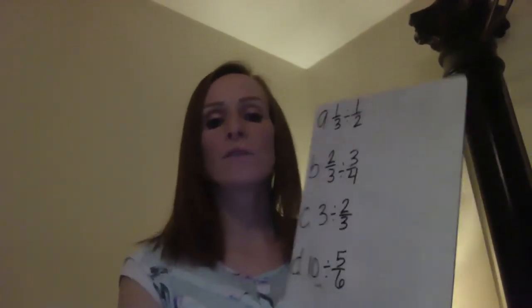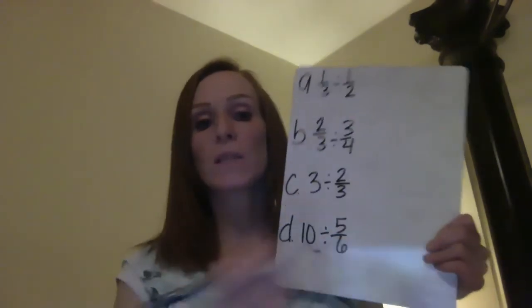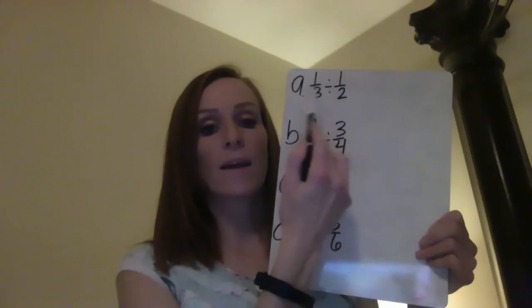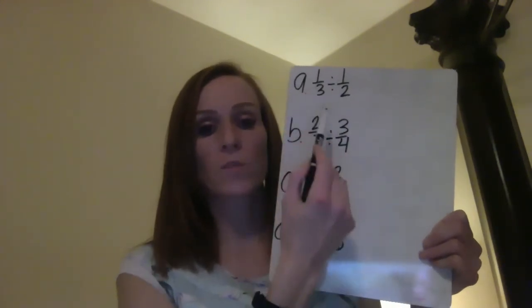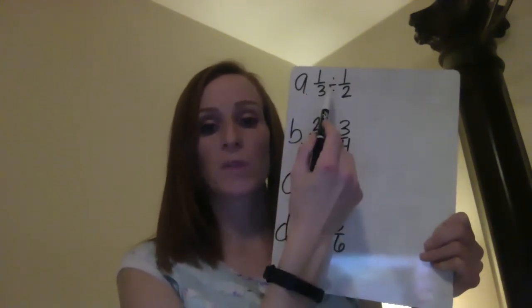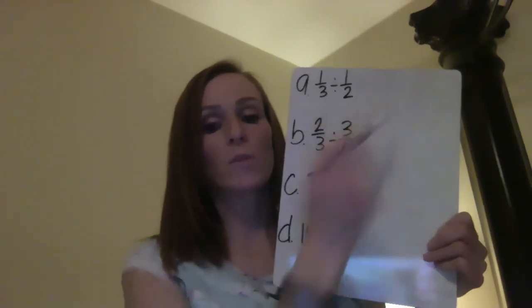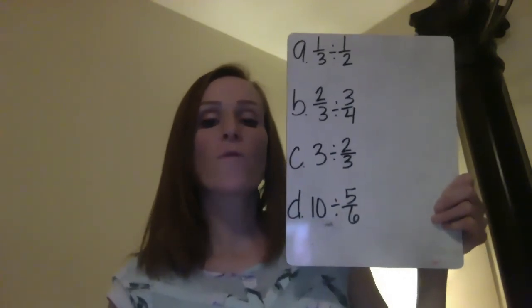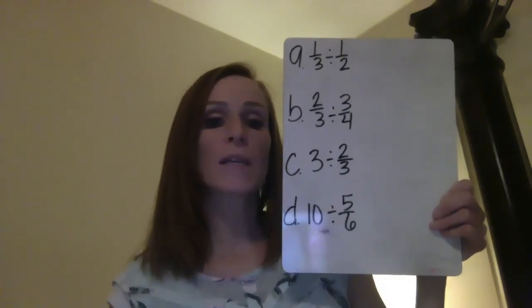Okay, I have some practice problems that you're going to do tonight. You have to write the problems out because I want to see you do each of these step by step. I want you to bring the first one down, change the sign to multiplication, flip it so we have our reciprocal, multiply straight across, and simplify as needed. So these are your 4 practice problems for homework tonight.